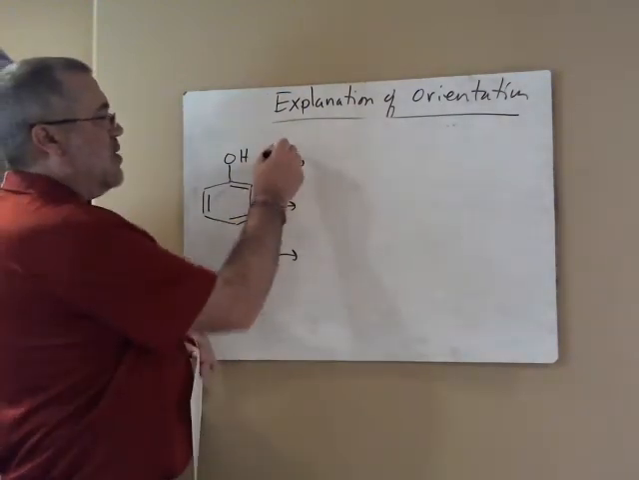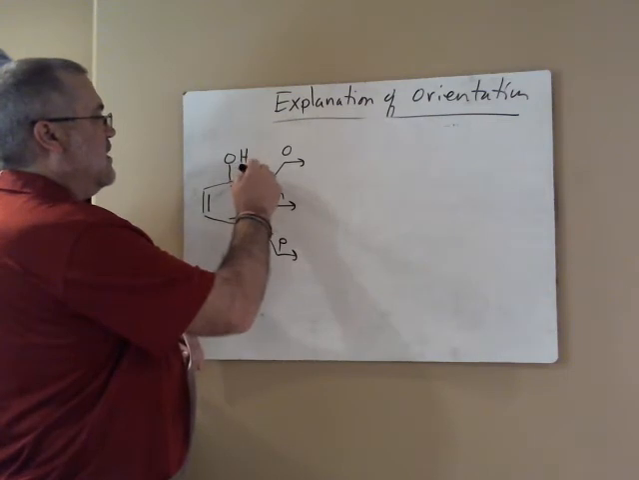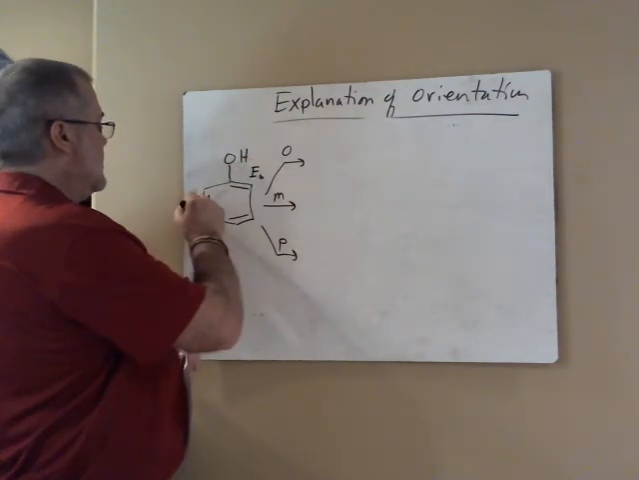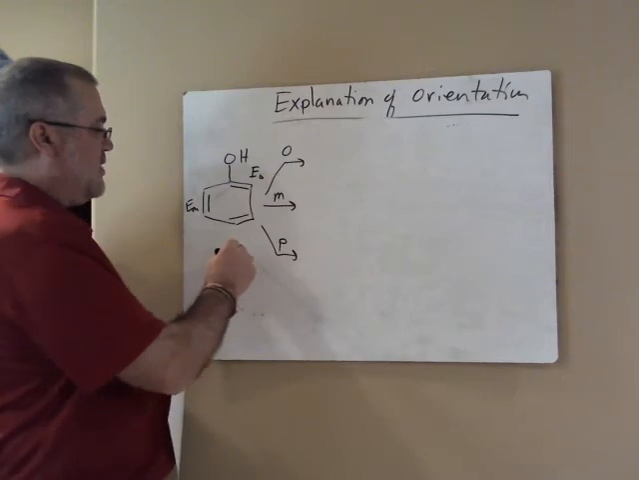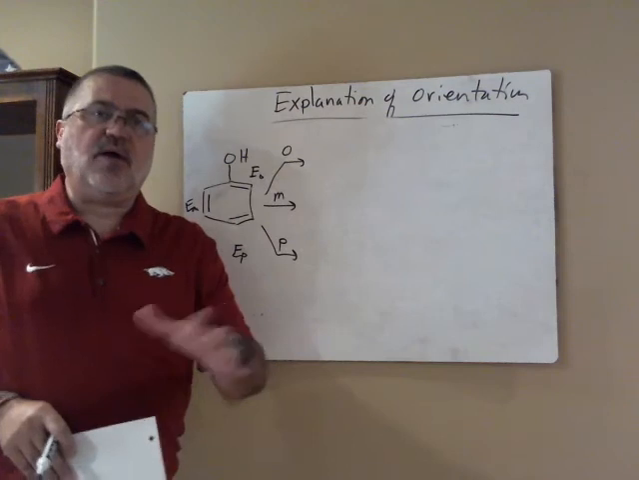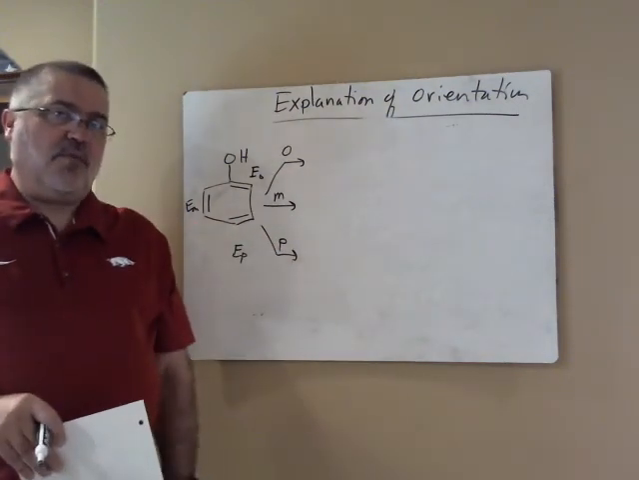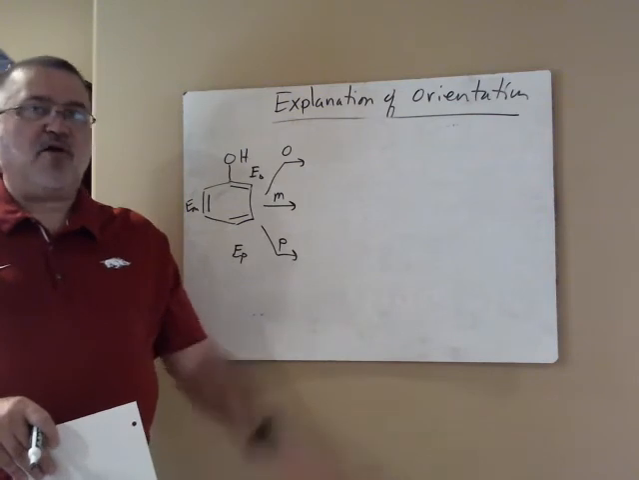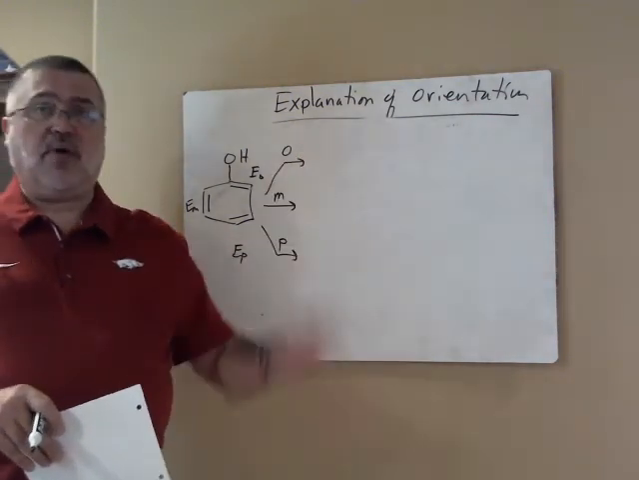So I'm going to put O, M, P. And again, electrophile going either ortho, meta, or para. I put them there so I can show it mechanistically from each position. And by the way, why am I drawing these out like this for you on the whiteboard when it's on the PowerPoint? And you know, we're online teaching. I could just say, look at the PowerPoint.